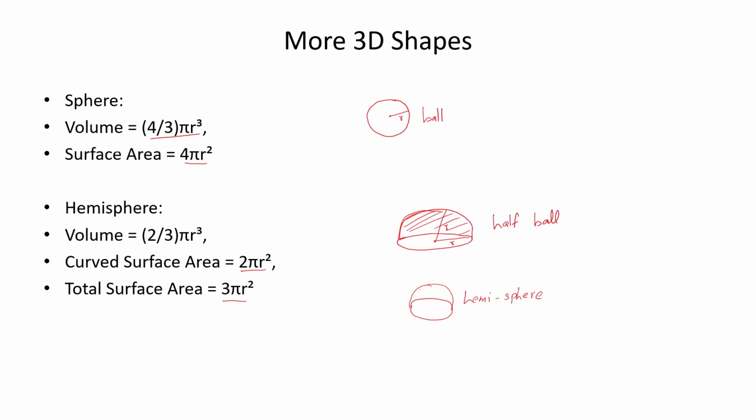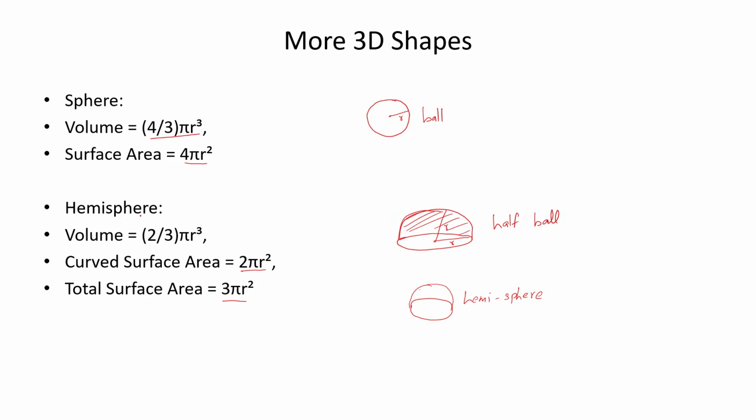Then the next shape is a sphere. As I told you, a sphere is like a cricket ball or football. That is the 3D shape, and the parameter you need for that shape is just the radius of the ball. If you know the radius, you can compute volume as well as surface area. Surface area is the paper you need to cover a ball on the outside.